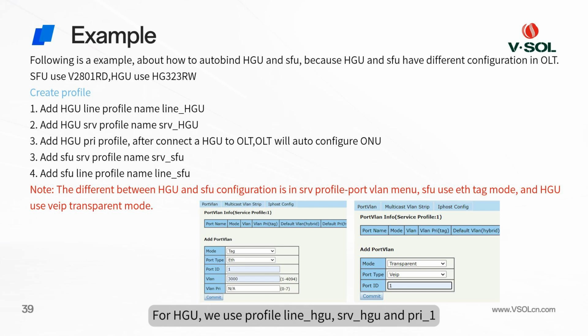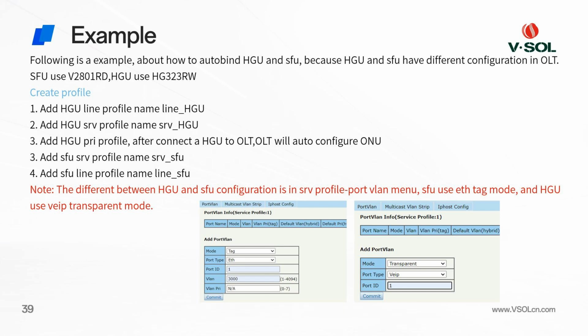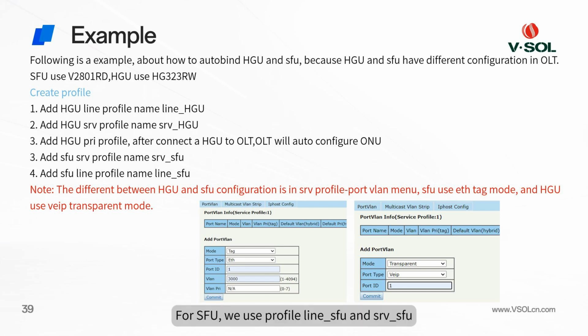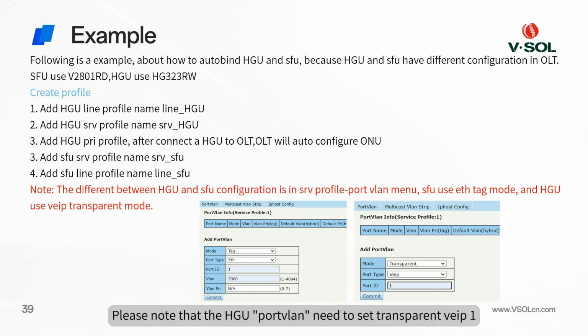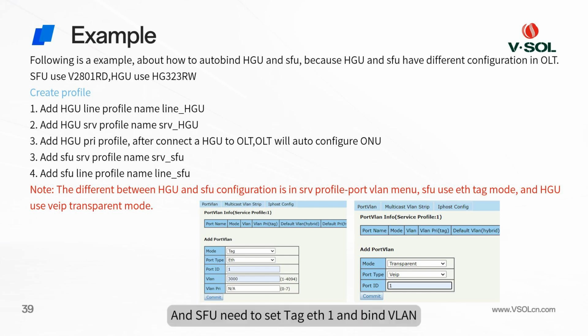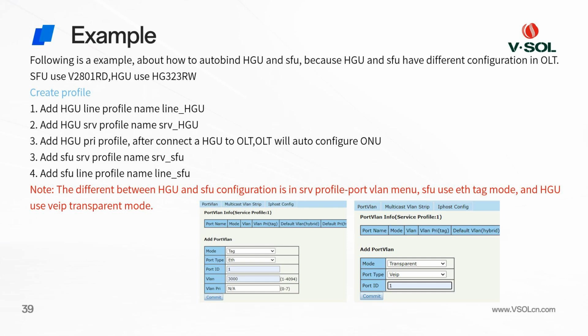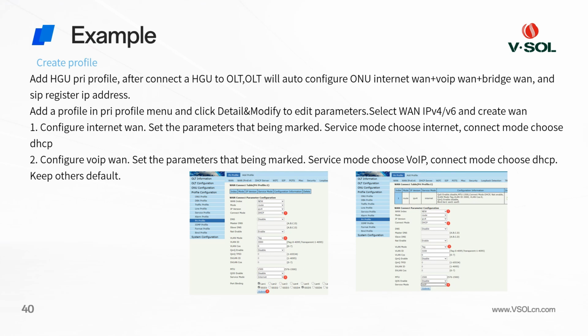For HGU, we use profile line HGU, SRV HGU, and PRI1. For SFU, we use profile line SFU and SRV SFU. Please note that the HGU portlan needs to be set to transparent VAP1, and SFU needs to set tag Eth1 and bind VLAN. Then we will create the HGU PRI profile.